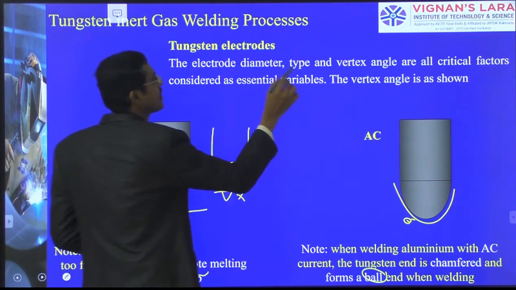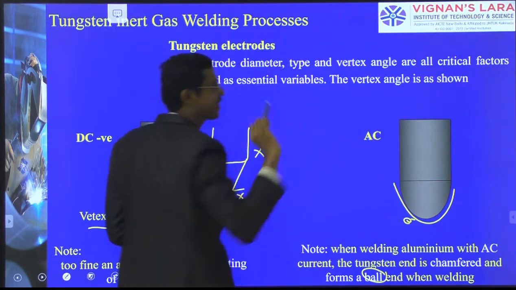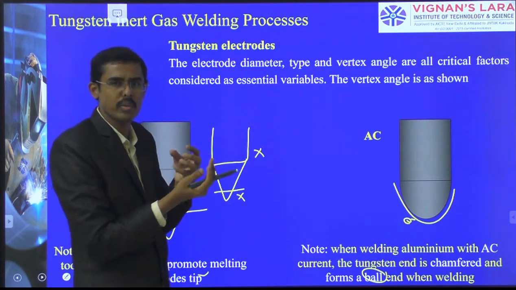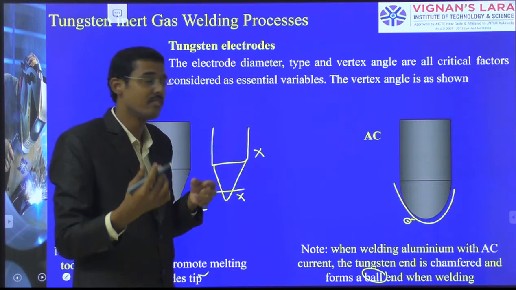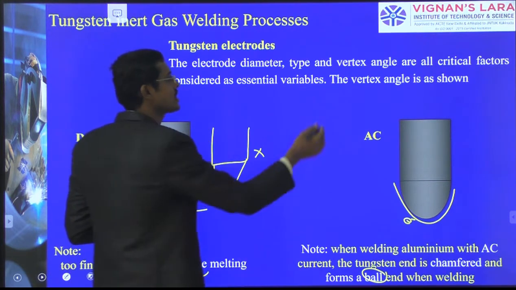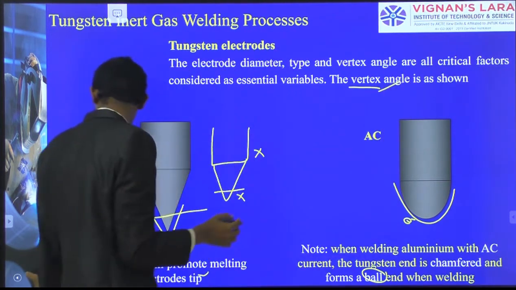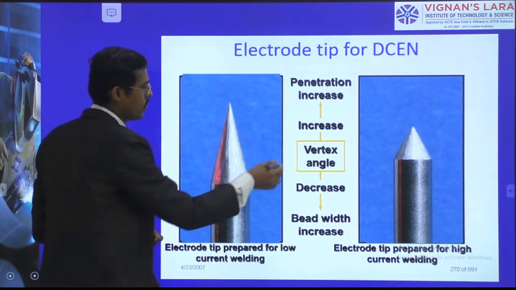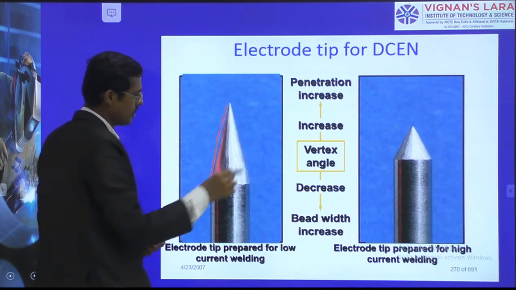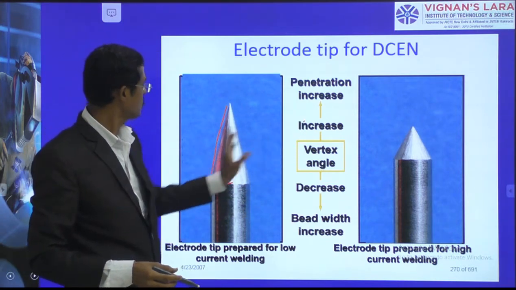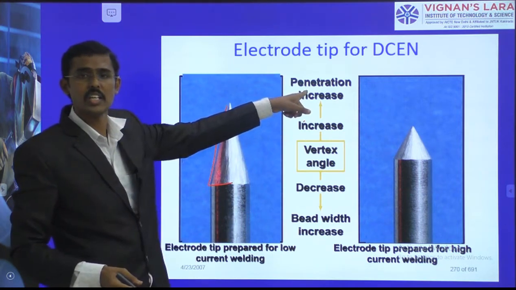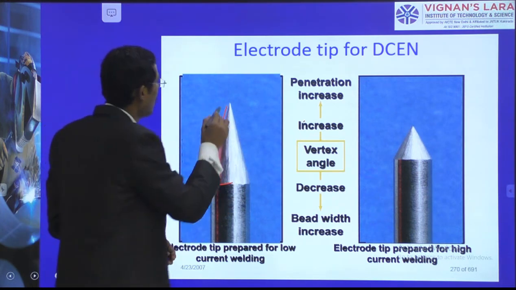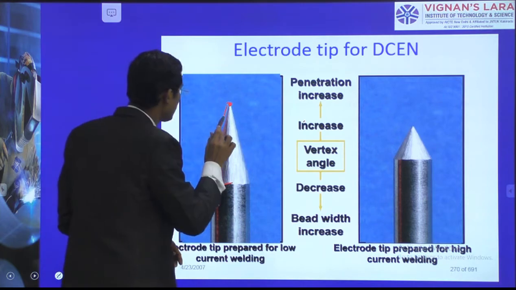The electrode diameter, type and vertex angle are all critical factors. Because if the diameter is not changed and we simply go for the vertex angle sharpening, the release of electrons will be difficult. So considering all these essentials, the vertex angle is fixed. About the tip of the tungsten, what I mean is the vertex angle. This angle we are calling the vertex angle. When it is increased, more sharp, we know penetration increases, because the electron flow finds the easiest path at sharp corners, by which electrons come out.